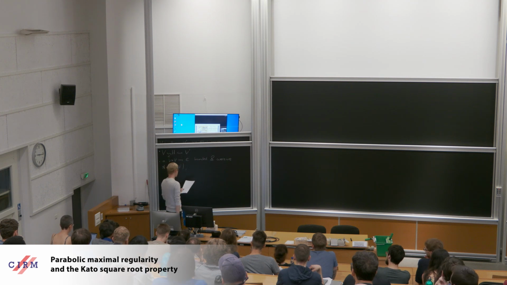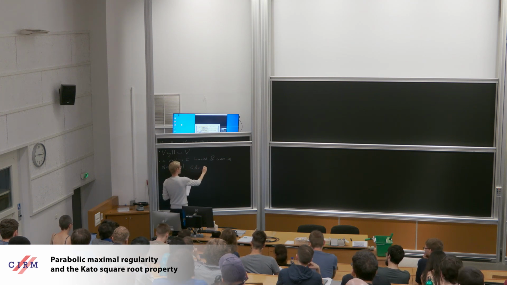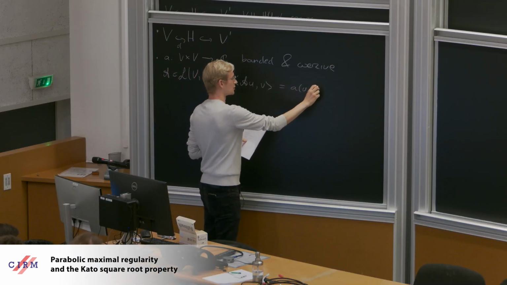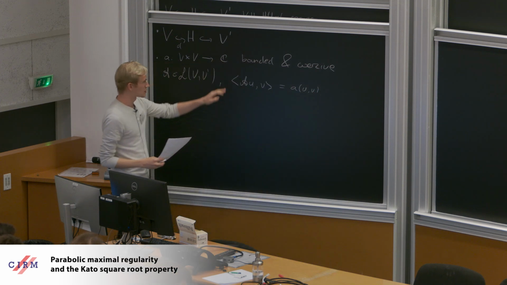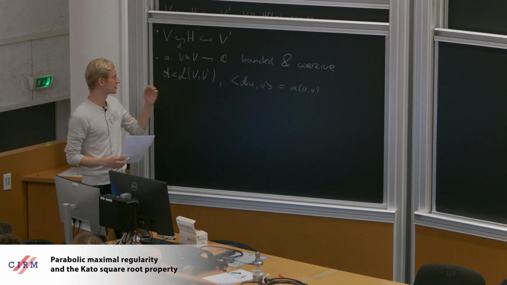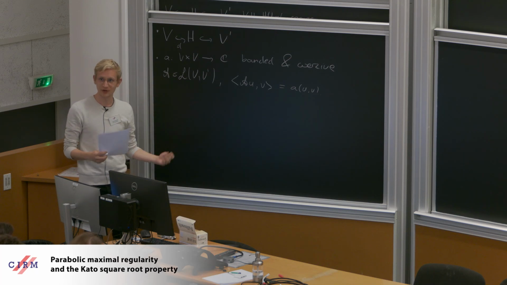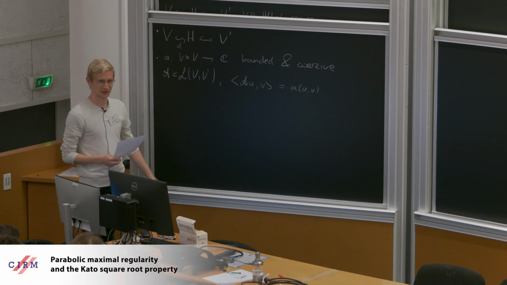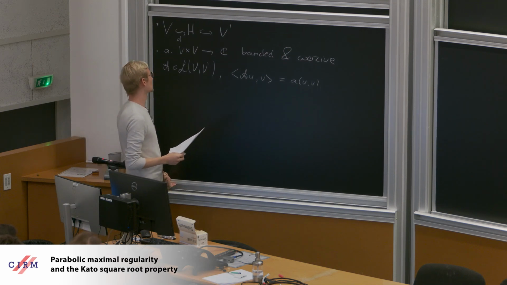And you can easily define it actually by saying that curly A u acting on v, for u and v in V, is simply the form evaluated in u and v. And since we have a bounded and coercive form, this A is usually called the Lax-Milgram operator, and the Lax-Milgram theorem immediately tells you that it's going to be an isomorphism in this case.